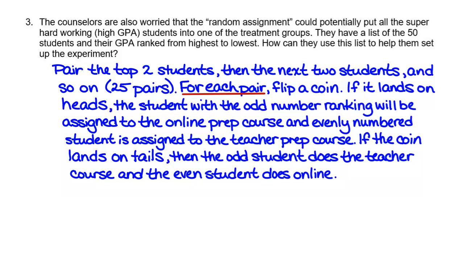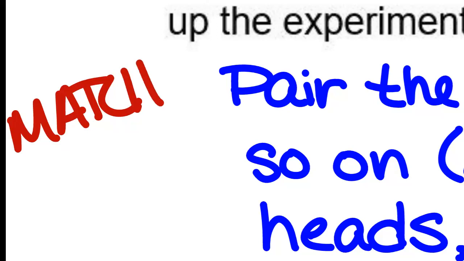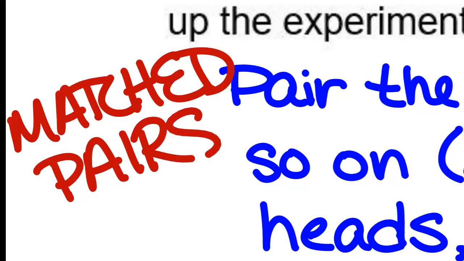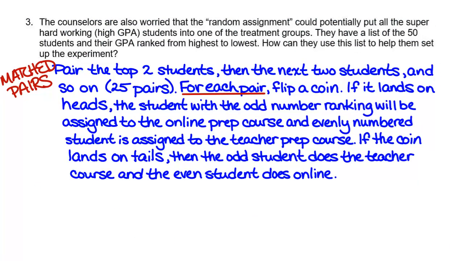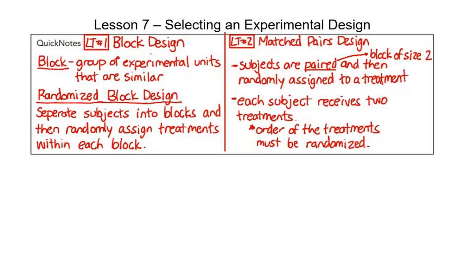This type of design is called a matched pairs design. A matched pairs design is kind of like a block design, but how big are each of my blocks? 2. So I would have 25 blocks, and each block just has 2 people in it, and they each get assigned to a different treatment option. So far, so good? Awesome, let's flip this over. All right.